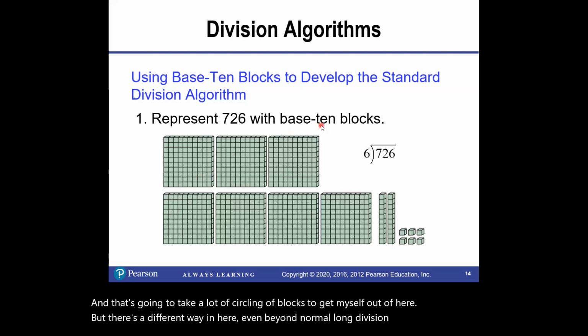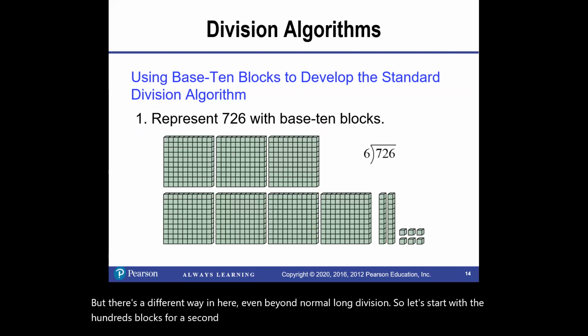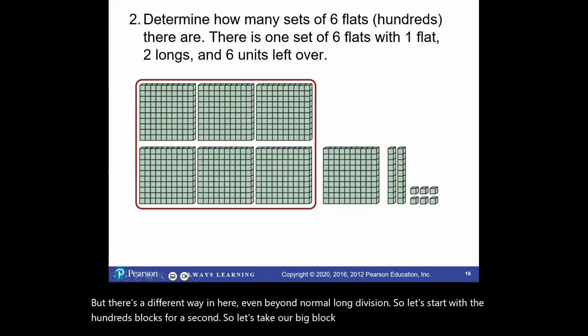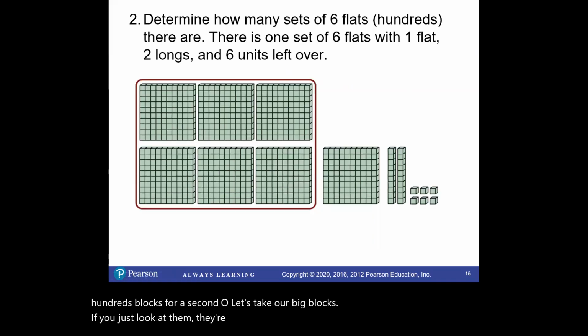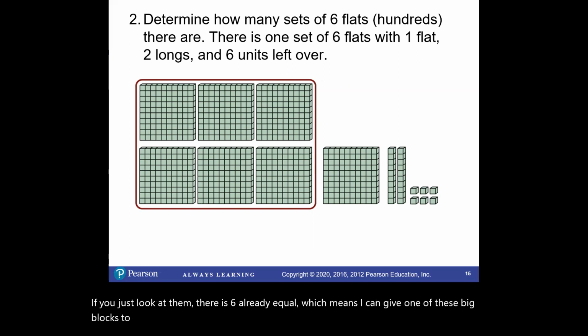So let's start with the hundreds blocks for a second. So let's take our big blocks. Well, if we just look at them, there is 6 already equal, which means I can give one of these big blocks to each of the 6 groups, which is good. So I get 100.